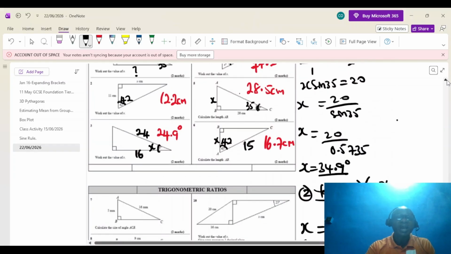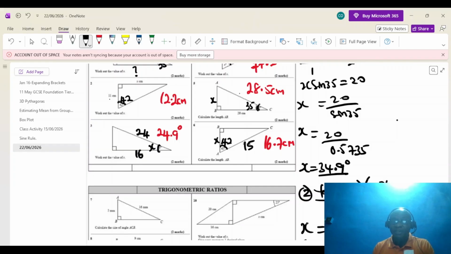So what did I do? Watch out. This is 42. Are you listening? Yes. The angle inside is 42. Opposite of that angle is x. Adjacent of the angle is 11. So I did tan 42 is equal to opposite, the opposite is x, all over adjacent, which is 11. I now did cross multiplication.